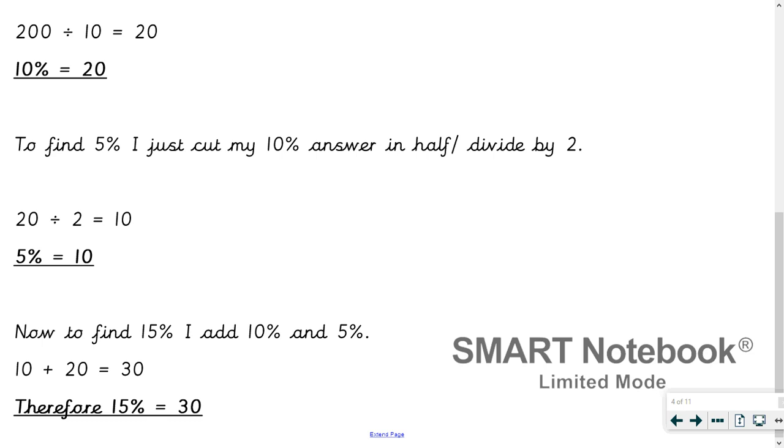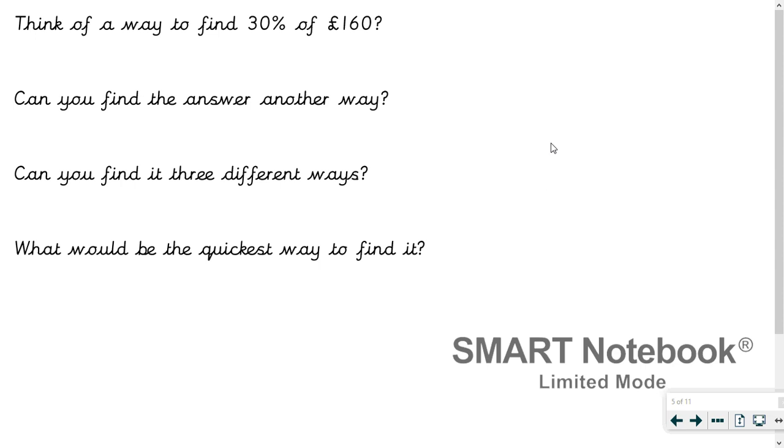Let's move on. I want you to think of a way to find 30% of 160. I want you to think of the way you might do it. I want you to then think, can you find a different way? So I'm going to take the easy one out. If we find 10% of 160, and then times that by 3 for 30%, that's the easy way.